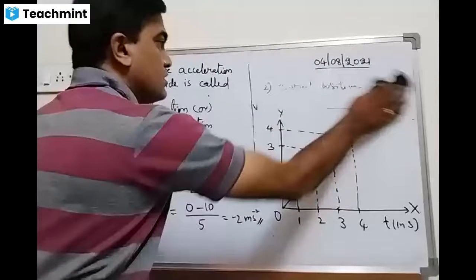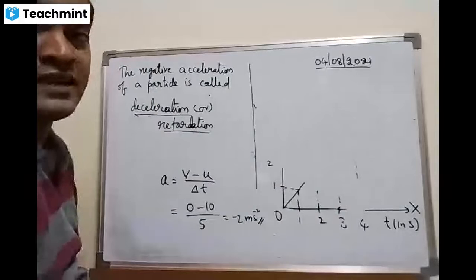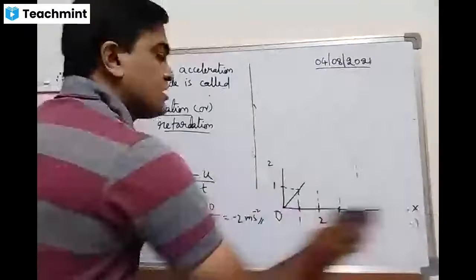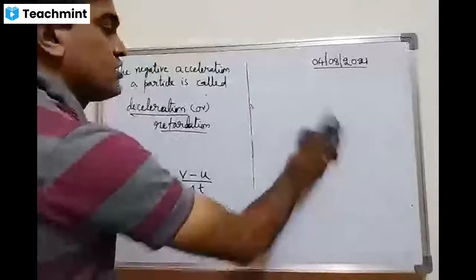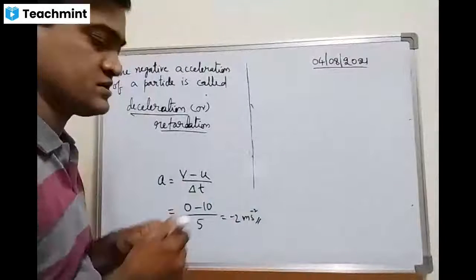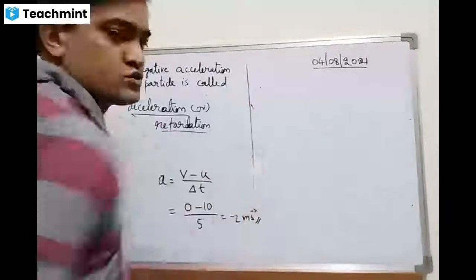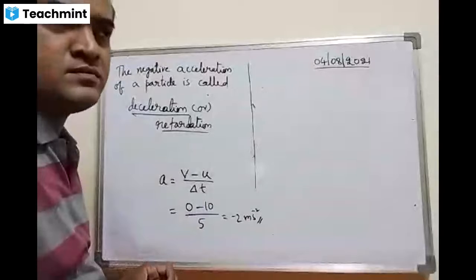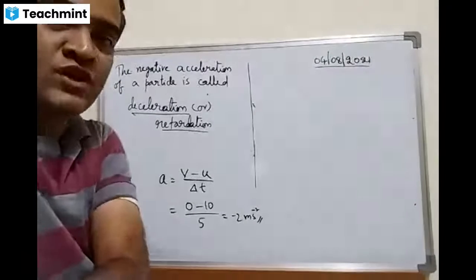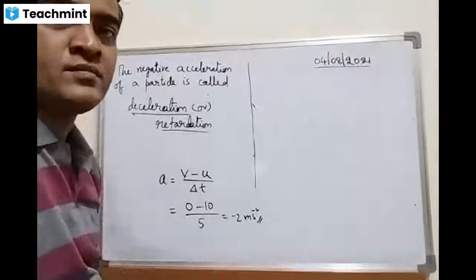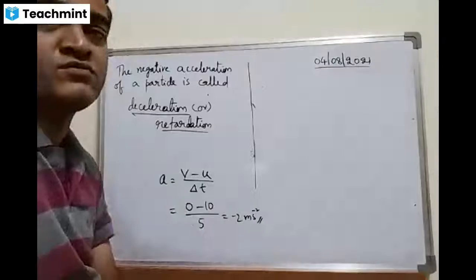Now let me show you the graph for constant negative acceleration. I think it is the fourth one or the third one. The first one that we have taken is constant velocity or zero acceleration. The second one is constant positive acceleration. Yes, the third one. Now we'll discuss the third one.